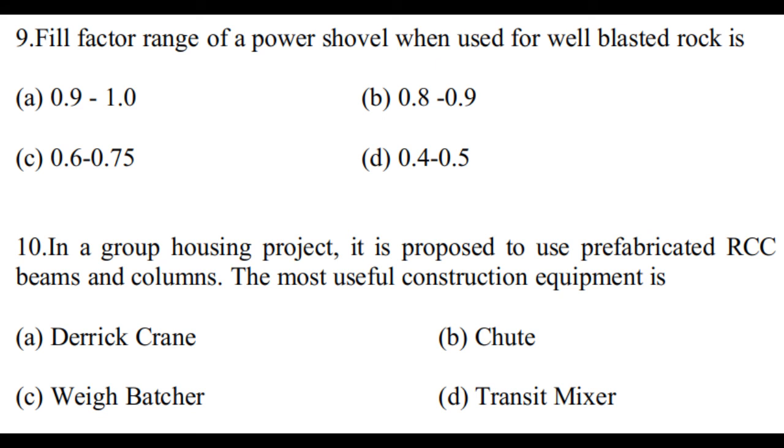Next question. In a group housing project, it is proposed to use prefabricated RCC beams and columns. The most useful construction equipment is A. derrick crane, B. chute, C. weigh batcher, D. transit mixer. The correct answer is derrick crane.